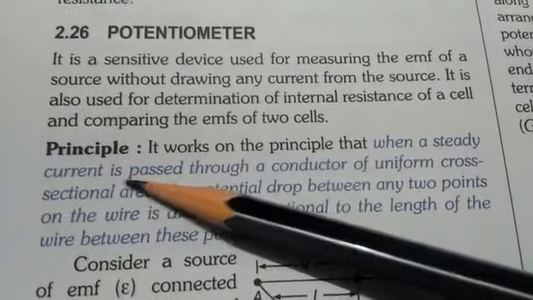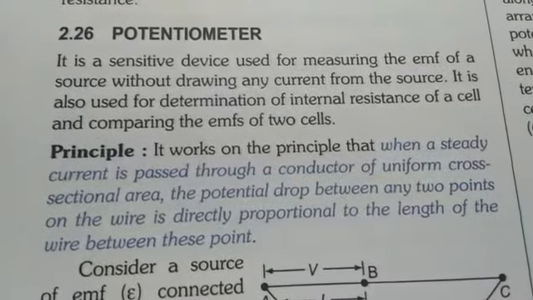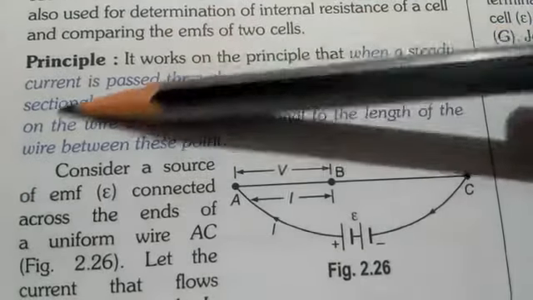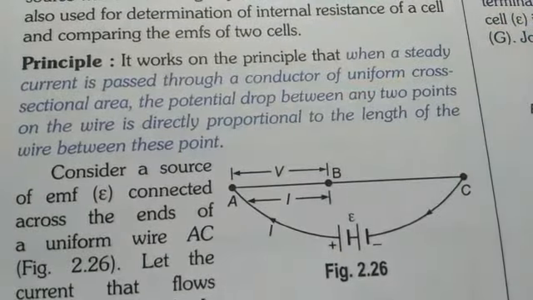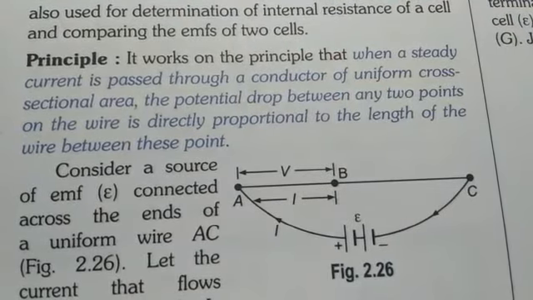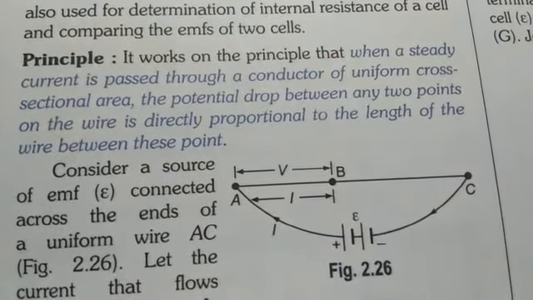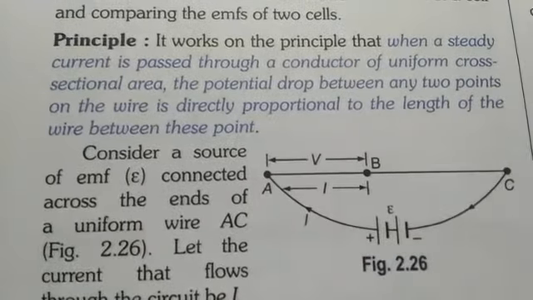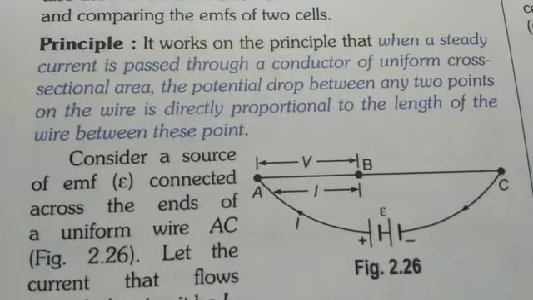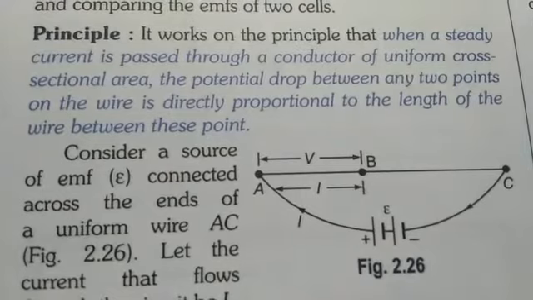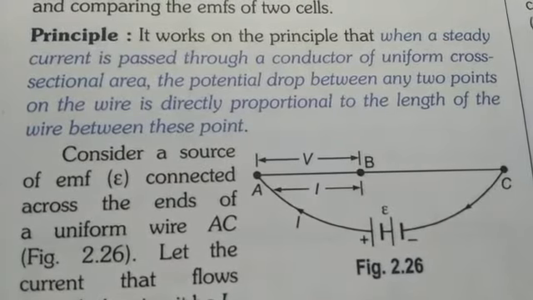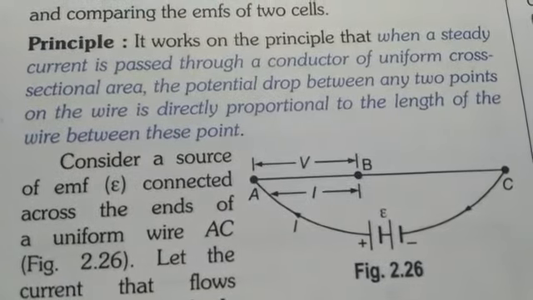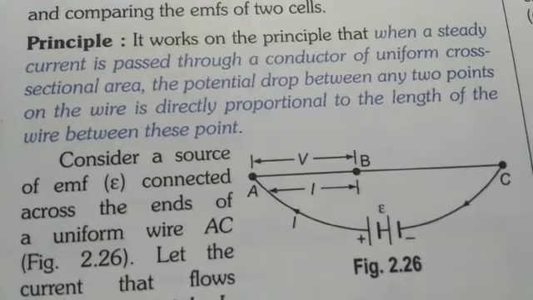Let's see its principle. It works on the principle that when a steady current is passed through a conductor of a uniform cross-sectional area, the potential drop between any 2 points on the wire is directly proportional to the length of the wire between these points. So, the basic thing here is that the potential drop between any 2 points on the wire is directly proportional to the length of the wire between these points. That means EMF is directly proportional to the length.